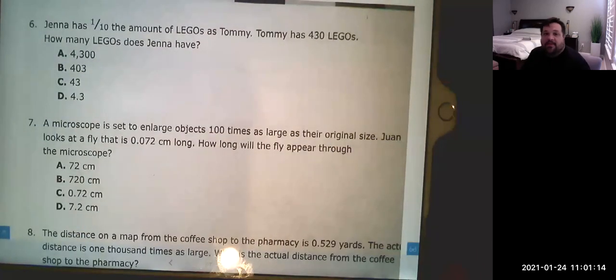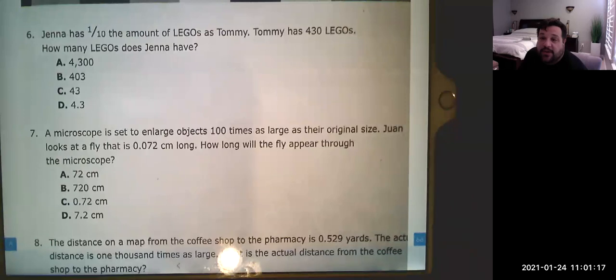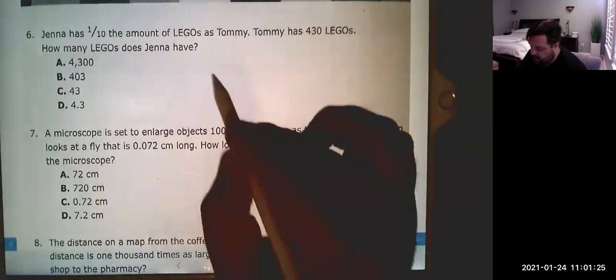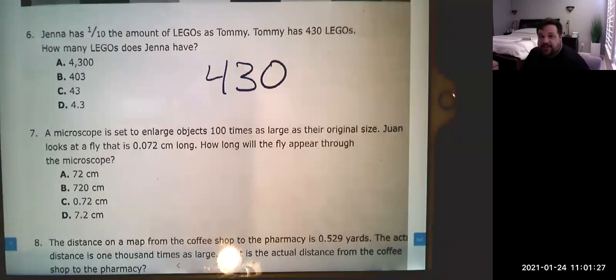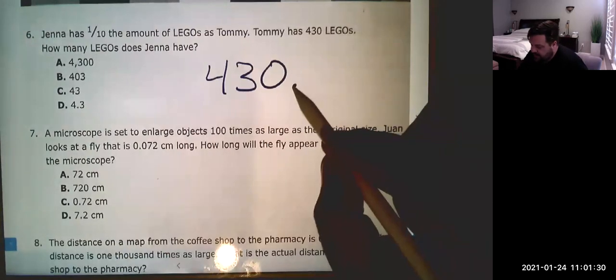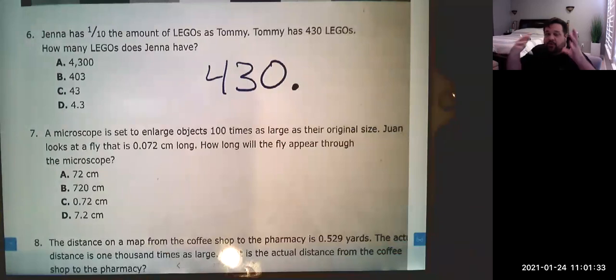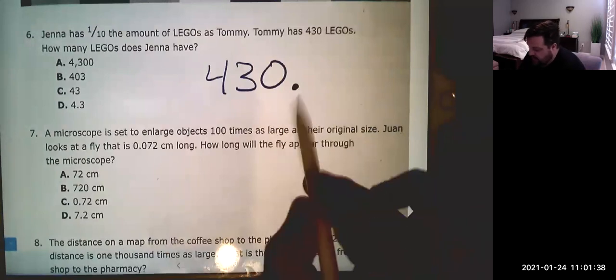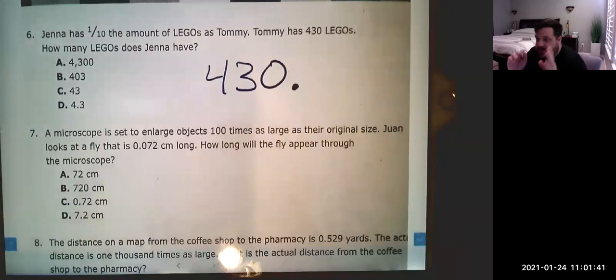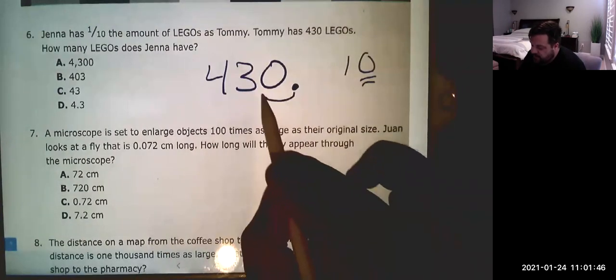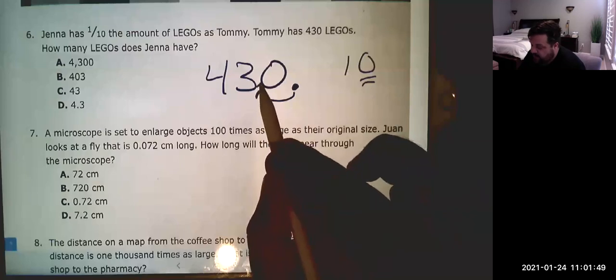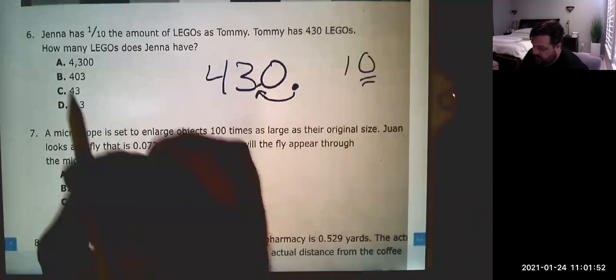Number 6. Jenna has 1/10 the amount of Legos as Tommy. Tommy has 430 Legos. How many Legos does Jenna have? Pause it. Okay, real simple. If you've learned the formula that I've told you, you just take 430. Remember, this is divide by 10, right? So our decimal point is here. You're dividing by 10, so the 430 has to get smaller, right? A 10 has 1 zero in it, so you're going to move 1 place value to the left. And that would give you 43 as your answer of C.